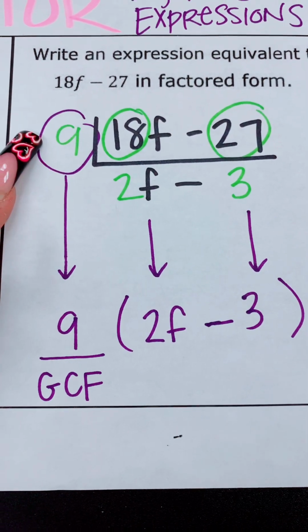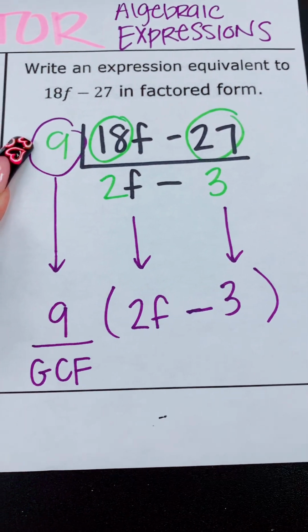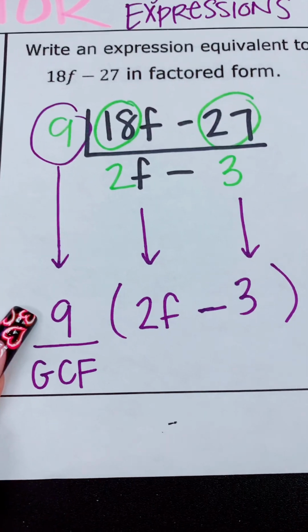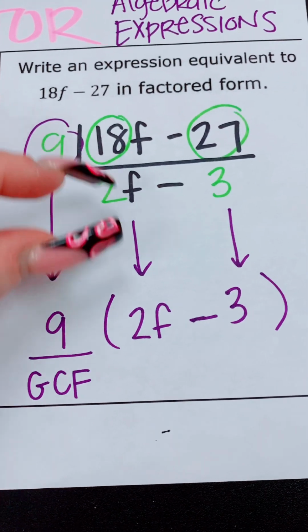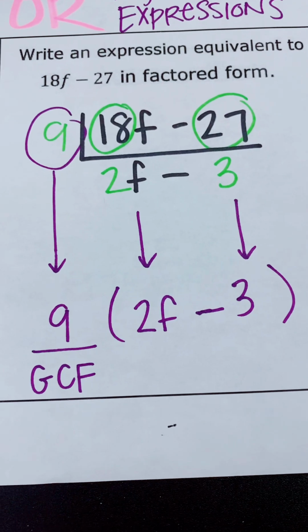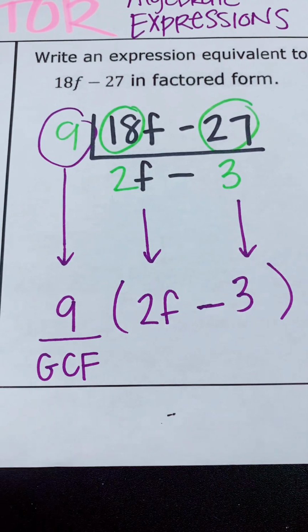When you only have one factor outside, then that means you found your GCF on the first try. So you just write that number outside the parentheses, and you rewrite this entire expression inside the parentheses. So our final answer is 9 parentheses 2f minus 3.